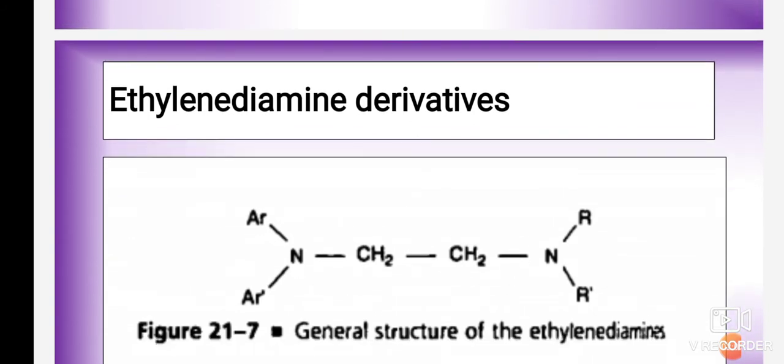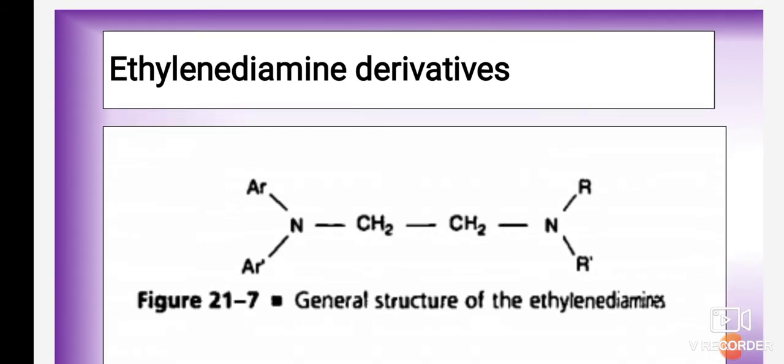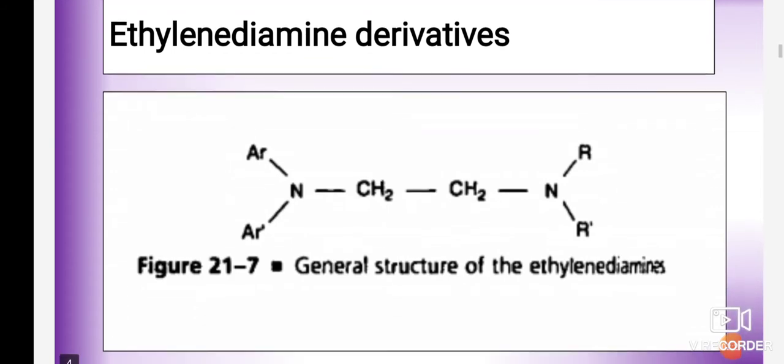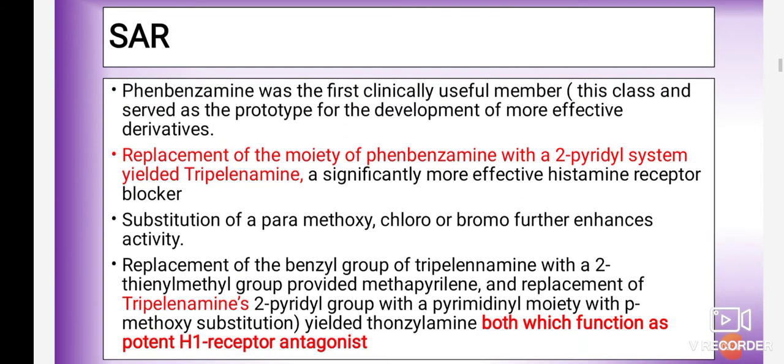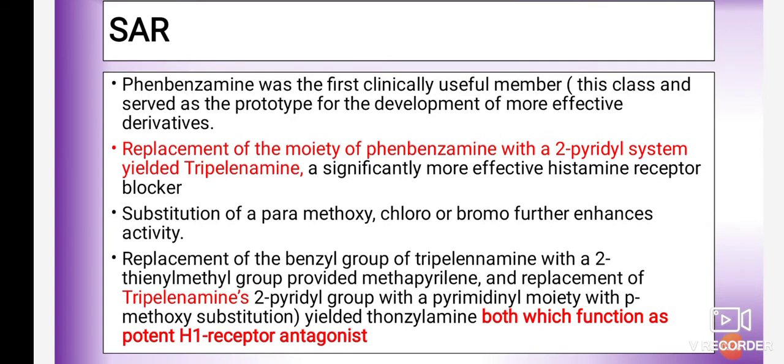So keep it in mind regarding the chemistry of the ethylene diamine derivatives, one of the important classes under antihistaminic agents: there is a presence of diaryl groups attached to the nitrogen, that is diaryl amine, and on the other side there is a tertiary amino group. The connecting linkage between the two nitrogens is made up of two carbon atoms, that is ethylene diamine. That's why the complete class has the name ethylene diamine derivative. So let's see the structure activity relationship of this class.